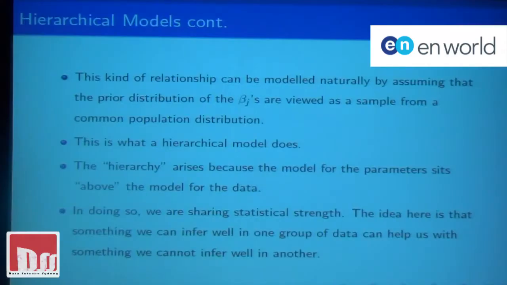And again, with hierarchical models, especially a Bayesian hierarchical model, when we have such a relationship where the parameters for the different areas come from a master distribution, they can be modeled quite neatly by assuming that the prior distribution, in this case the prior distribution of the beta j's, is viewed as a sample from a common population distribution.